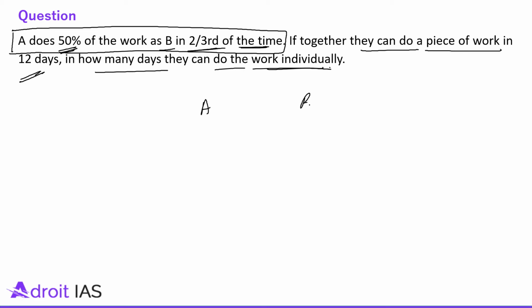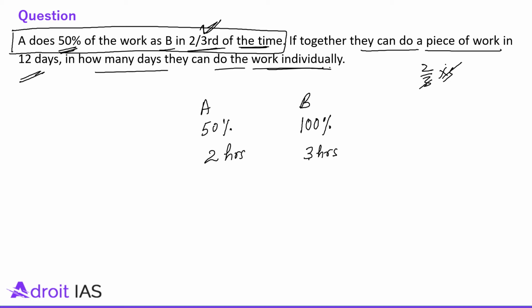So all of you, if B is doing 100% of the work, then A is doing 50% of the work in 2/3 of the time. So if B is doing 100% of the work in 3 hours, then A is doing 50% of the work in 2/3 of the time. So 2/3 of 3 means what? 2/3 of 3 means this is 2, right?